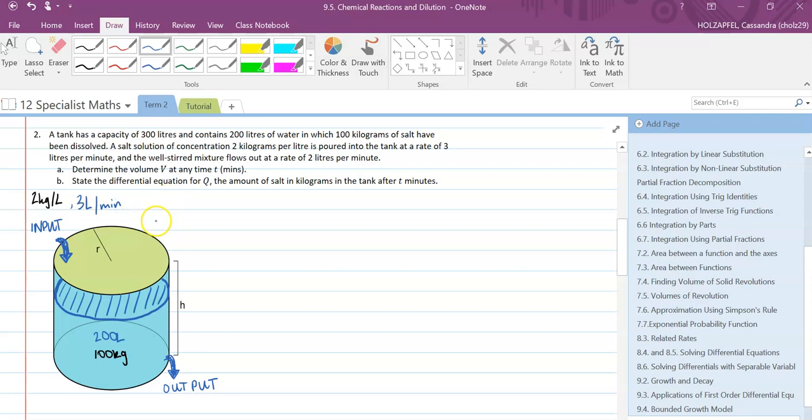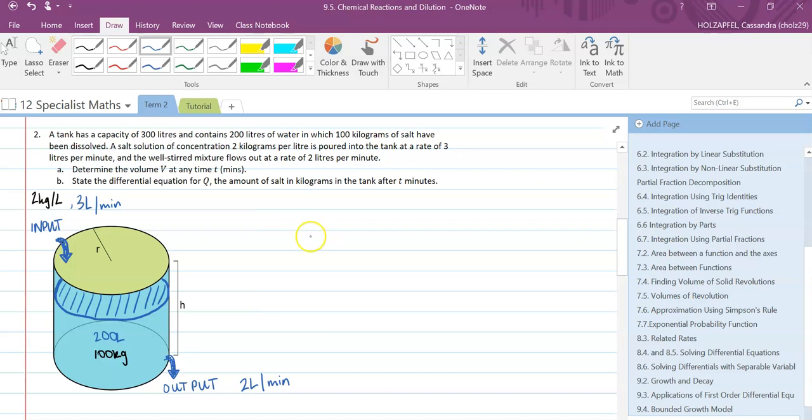The well-stirred solution flows out at a rate of 2 litres per minute. So the output now is going to be 2 litres per minute. And it's not going to tell us what the output rate of the salt is, of course, because this salt comes into this container, which already contains salt, becomes mixed, and then flows out. All right, so determine the volume of the liquid in the tank at any time t.